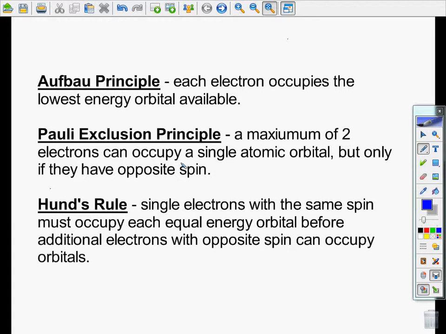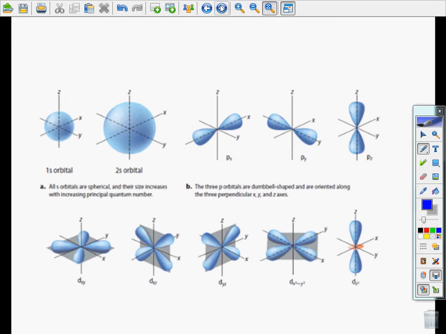Now, an orbital is basically, like I said, a three-dimensional space in the atom. We're going to be looking at the shapes of the orbitals, and then we'll come back to these rules in just a second. Here are orbitals. This is in your notes. This picture came directly from the page before the one you're writing on.